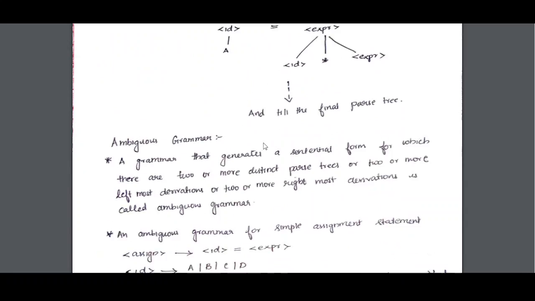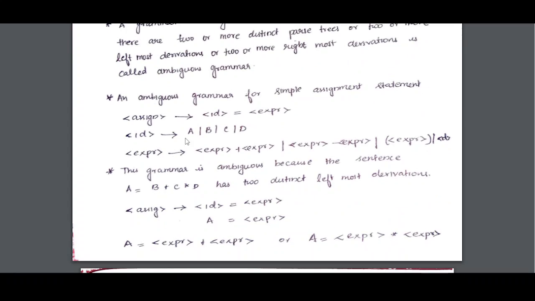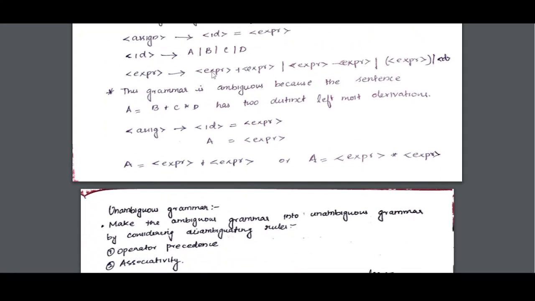So let us consider this. An ambiguous grammar for a simple assignment statement. So these are our rules, which are called production rules. Assign implies id is equal to expression. Id implies a or b or c or d. Expression implies expression plus expression, or expression minus expression, or expression, or id. So what we have to create from this grammar is a is equal to b plus c into d.